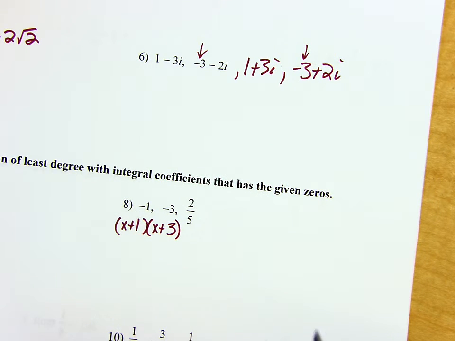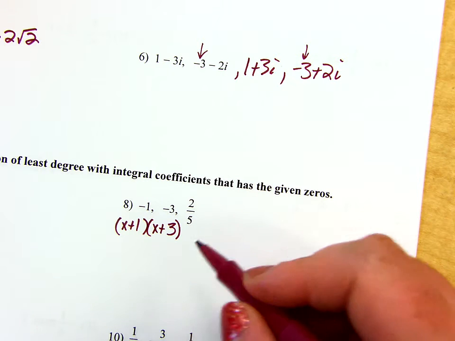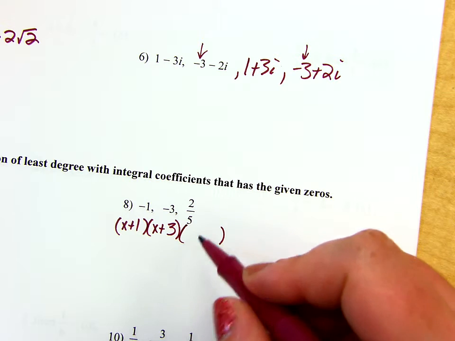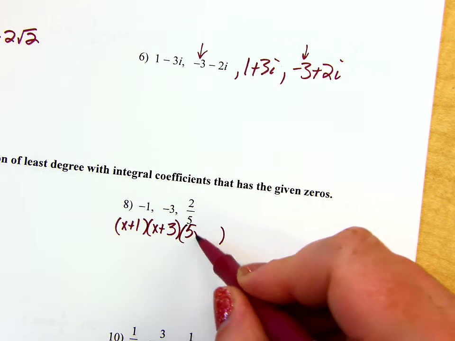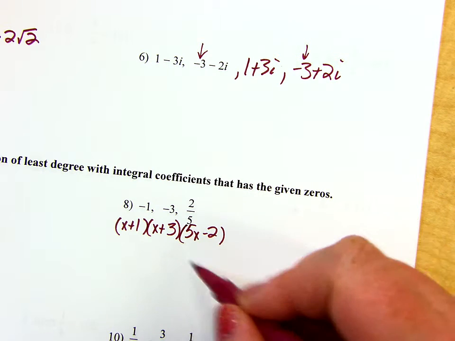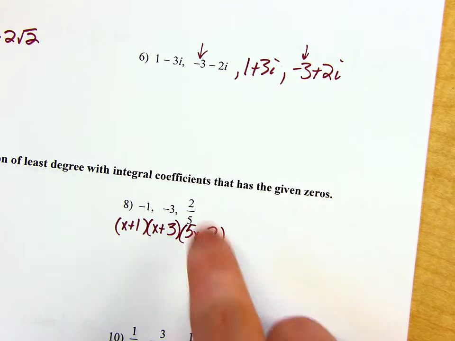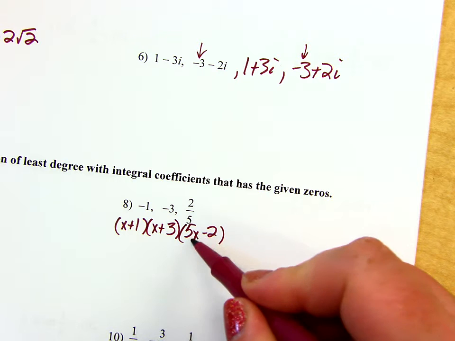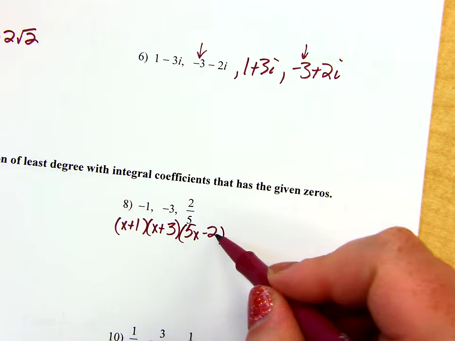So I have this. Now, where would 2/5 have come from? 5x minus 2. Yeah, that would be a 5x minus 2, right? Because you would add 2 divided by 5. So that can be a little tricky. Just make sure when they're fractions, your denominator would come out in front and your numerator would come over to the side.